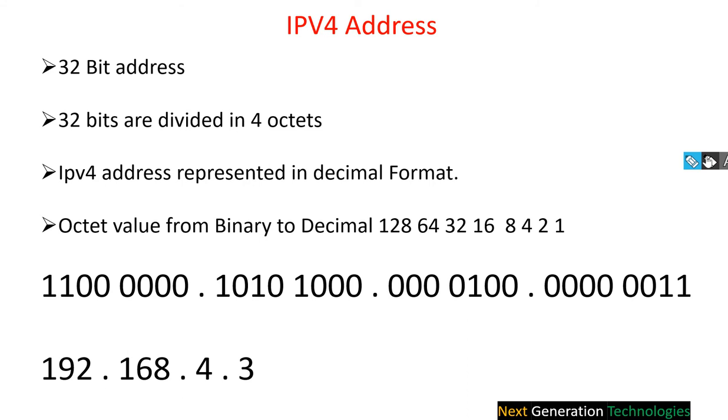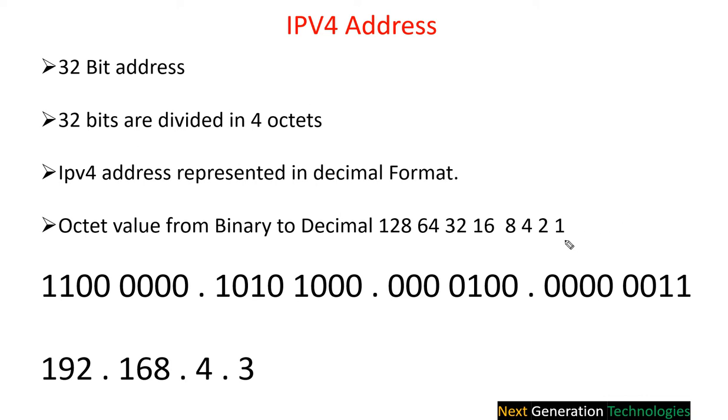IPv4 address is a 32-bit address. The 32 bits are divided into 4 octets. IPv4 is represented in a decimal format by converting these octets from binary to decimal values.